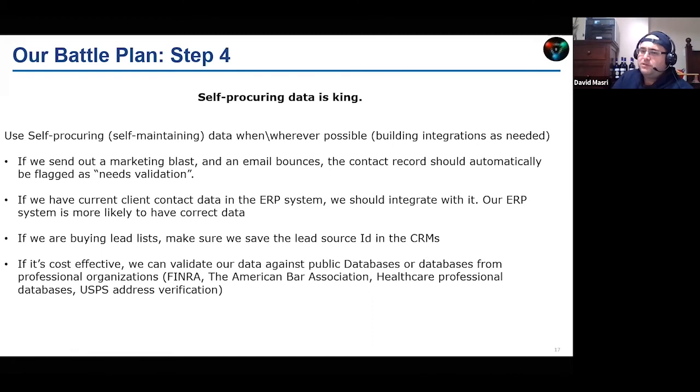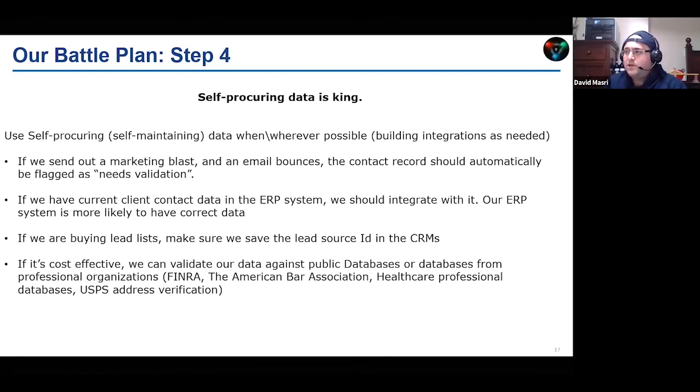Step 4 is, if possible, it's not always necessarily the case, you want to use self-procuring data. And self-procuring is essentially just a fancy way of saying self-maintaining data wherever possible. And this often means that you've got to bring in integrations. So, for example, if I'm sending out marketing blasts and emails bounce, right, that should go back into the CRM system, marking that email as potentially invalid, and it needs to be validated. The contact record should be updated or demoted to something else potentially.